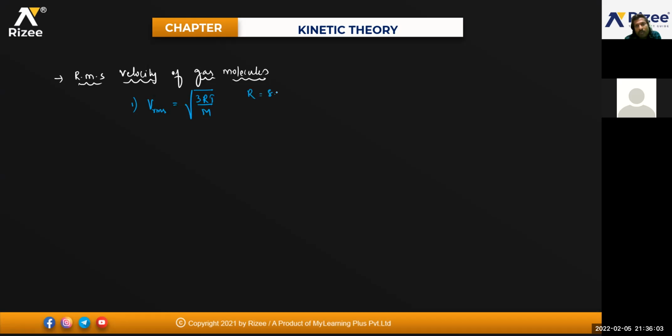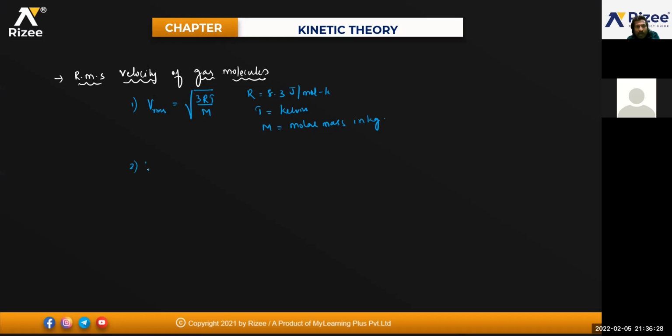R value is 8.3 joule per mole Kelvin. T is in kelvins, absolute temperature. And capital M is nothing but the molar mass in kgs.